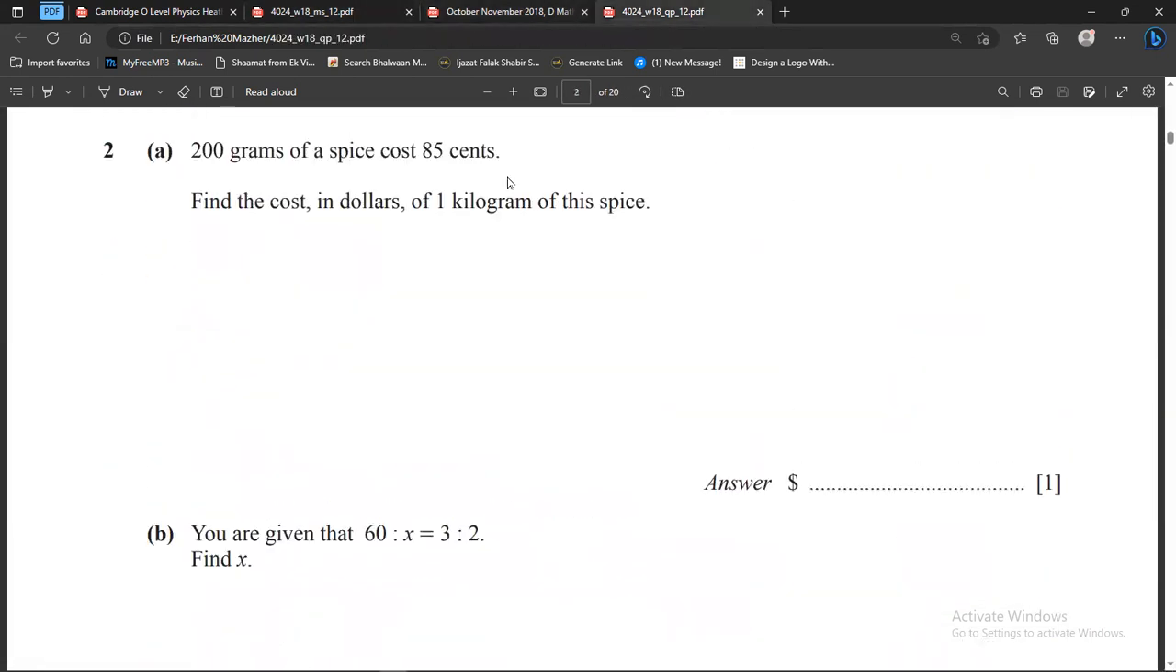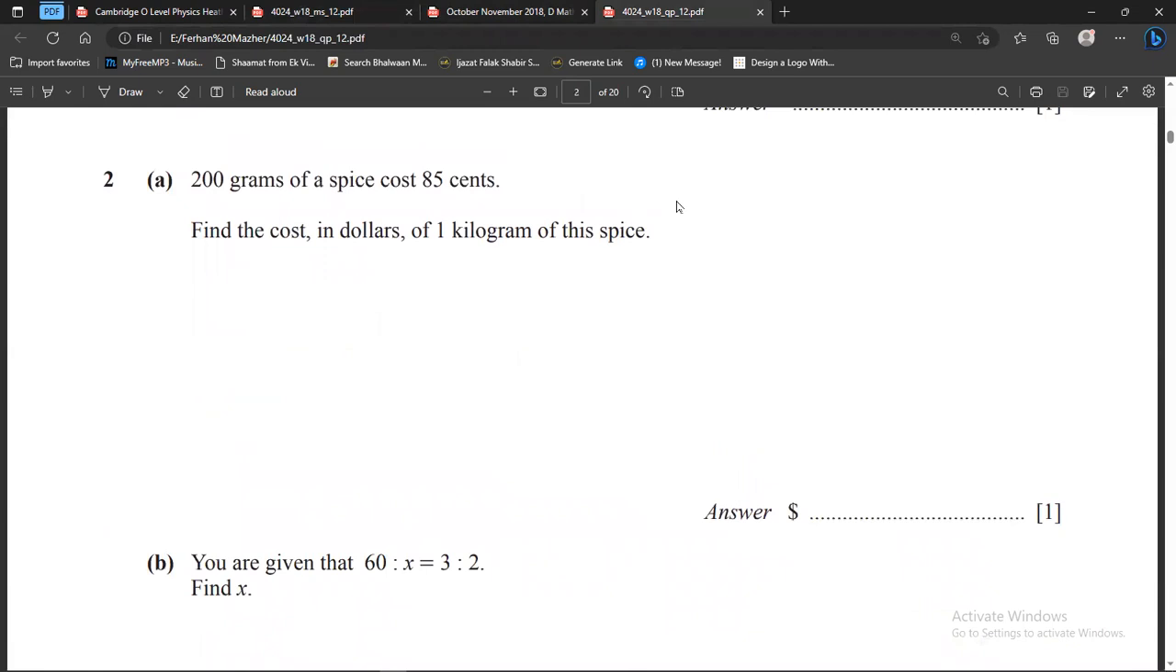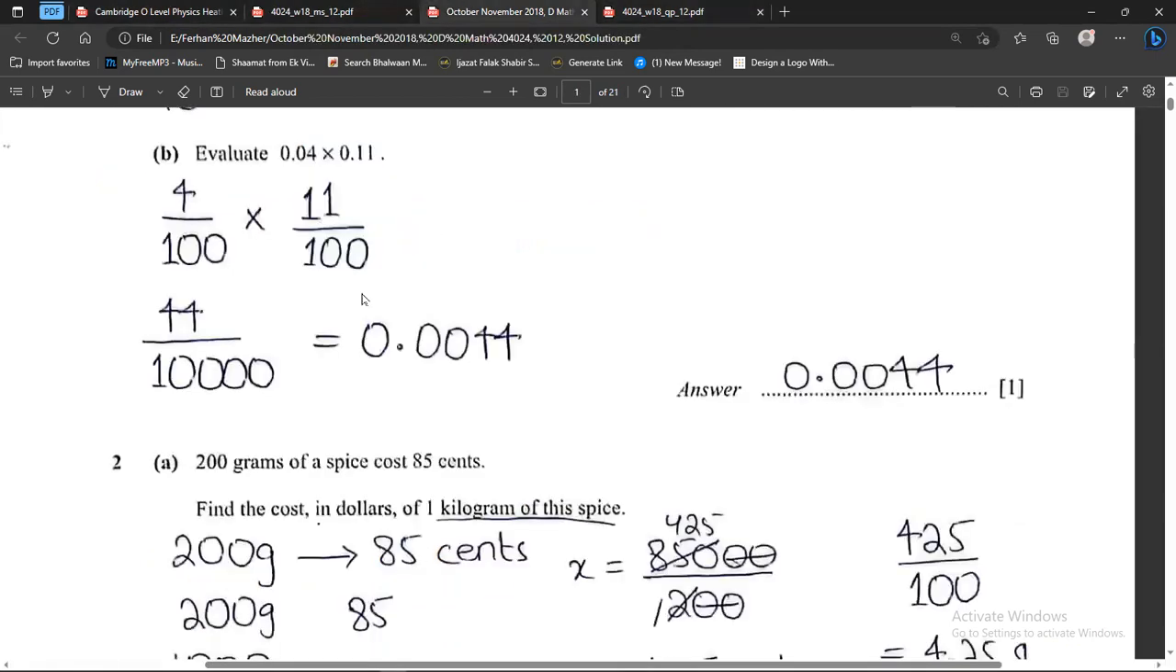Okay, now we are going to question number 2. It says 200 grams of spice cost 85 cents. Find the cost in dollars of 1 kilogram of this spice. Okay, we will use the method of proportionality. So spice and the cost: 200 grams, cost is 85 cents. 1 kilogram, I will write it as 1000 grams. What will be the price? So use the method of proportionality to get this answer.